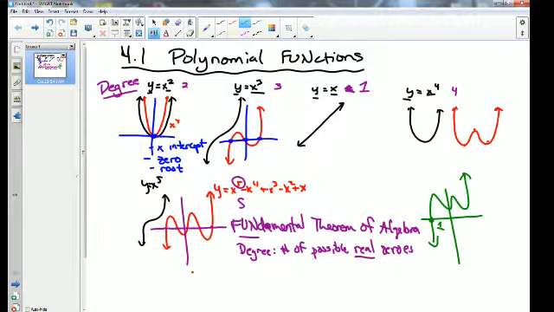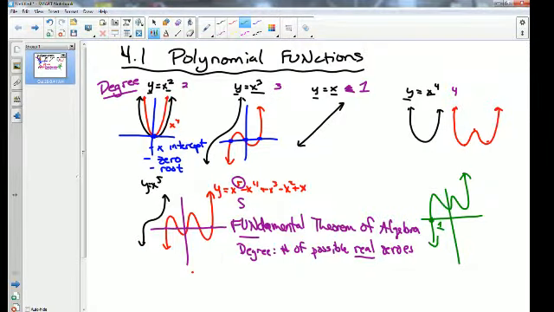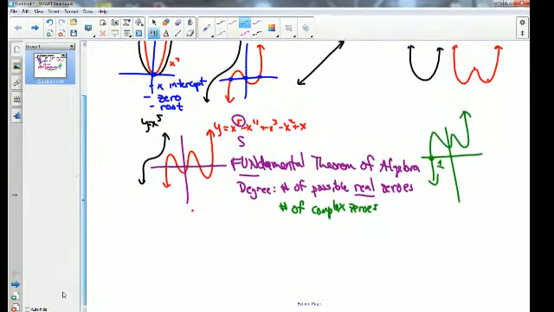The thing about the fundamental theorem of algebra is that it goes into what are called complex numbers. Okay, so the degree is actually the number of complex zeros. Do you know what a complex number is? This page is getting messy. Complex number? No? Okay. Do you know what an imaginary number is? i, right? Okay, a complex number is a real number plus an imaginary number.